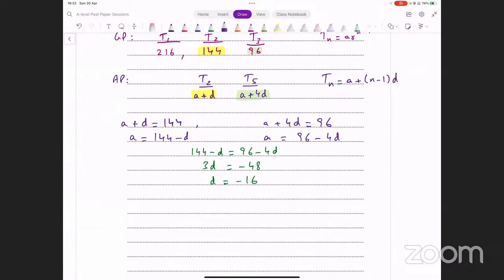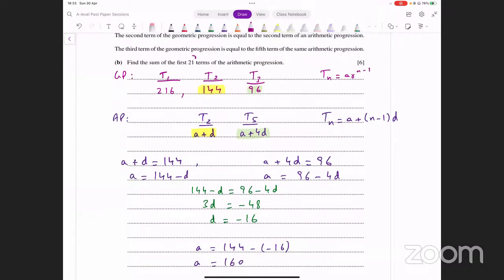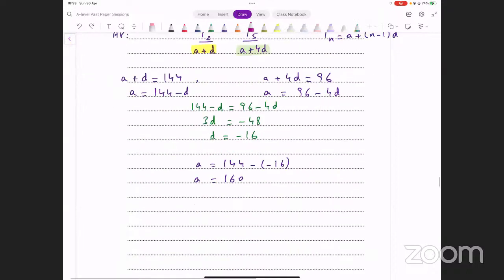Put that in any one of those 2 equations to find the corresponding value for A as well. A turns out to be 144 minus D, so that's 144 minus minus 16. And A is equal to 160. Now just use the sum formula to find the sum of the first 21 terms. Sum formula क्या होता है? Formula sheet में लिखा होता है. This is one form of that. Half n into 2a plus n minus 1 times the difference.